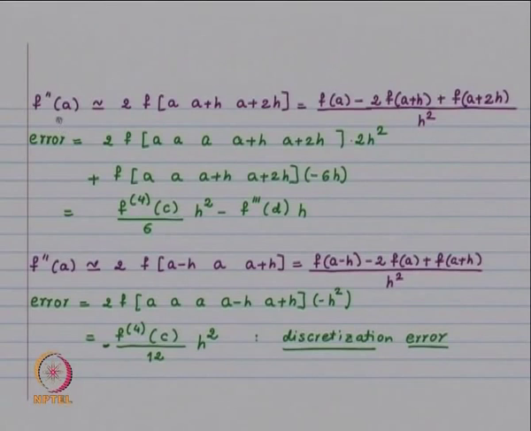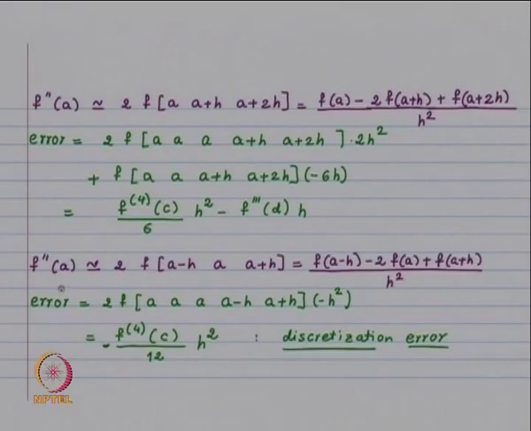So, in the first case, when we are choosing our points to be a plus h, a plus 2 h, f double dash a is approximately equal to f a minus 2 times f of a plus h plus f of a plus 2 h, divided by h square. The 2 gets cancelled with the 2 in the denominator for the divided difference. And now, for the error term, we have only w at a equal to 0. So, we have this divided difference multiplied by 2 h square plus this divided difference multiplied by minus 6 h. So, you have f 4 c by 6 h square minus f triple dash d by into h.